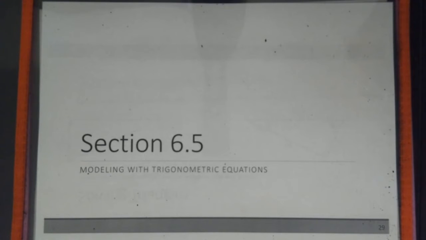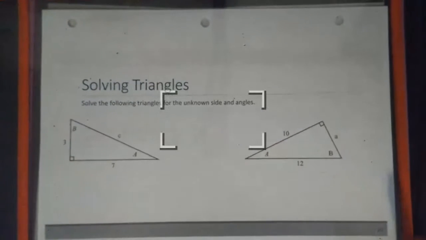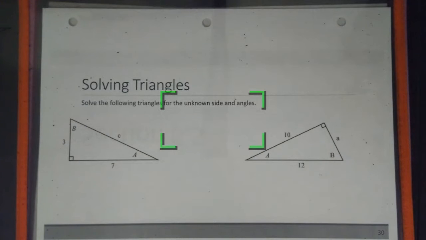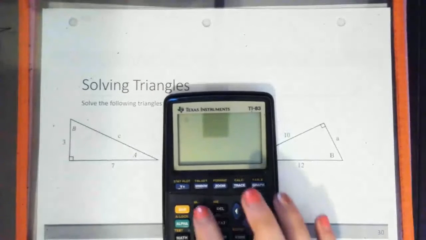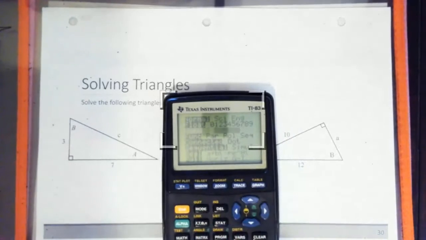In this video, we will be looking at section 6.5, which covers modeling with trigonometric equations. We're going to start by solving triangles. So solve the following triangles for the unknown sides and angles. You should note that when we're measuring triangles, we pretty much always use degrees, so I'm going to make sure that I am in degree mode.